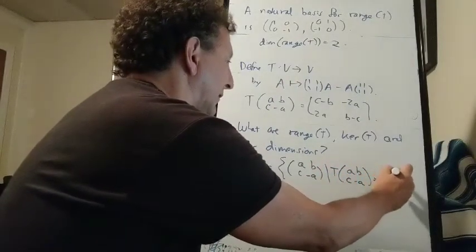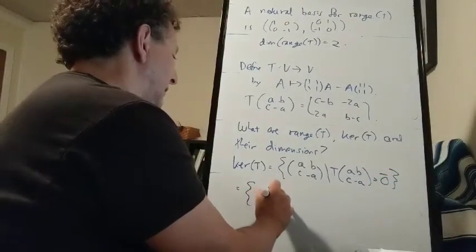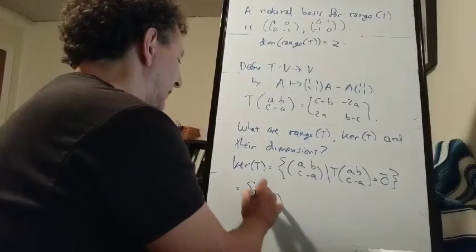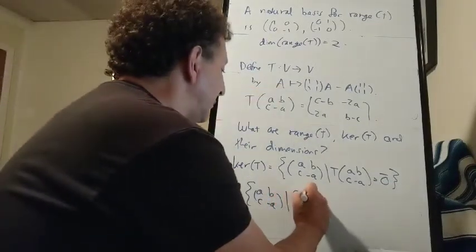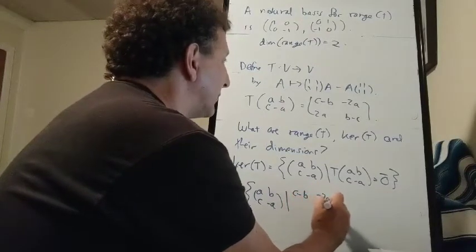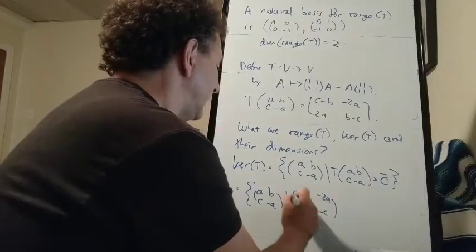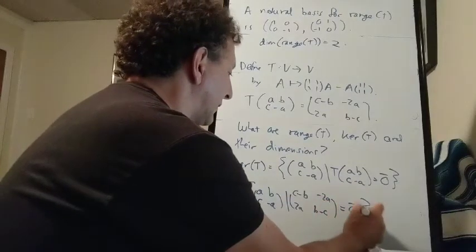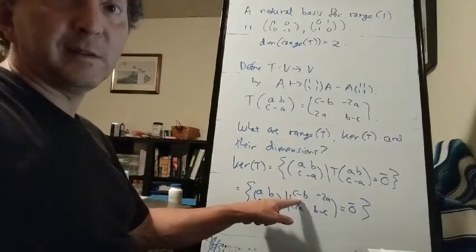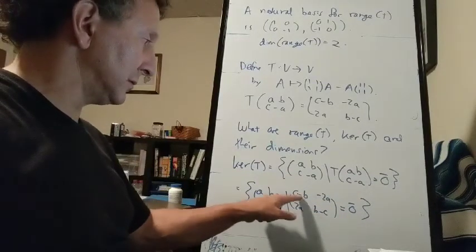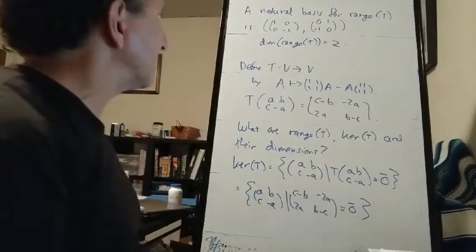is the zero matrix. So that is all of the A, B, C, negative A matrices such that C minus B, negative 2A, 2A, B minus C is the zero matrix. So if that's the zero matrix, then I guess C and B have to be equal, and A has to be equal to 0.